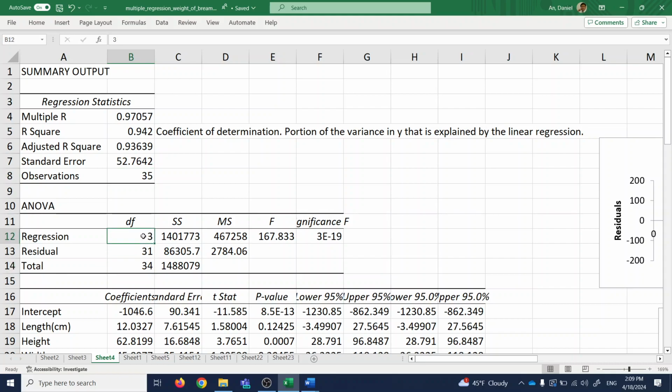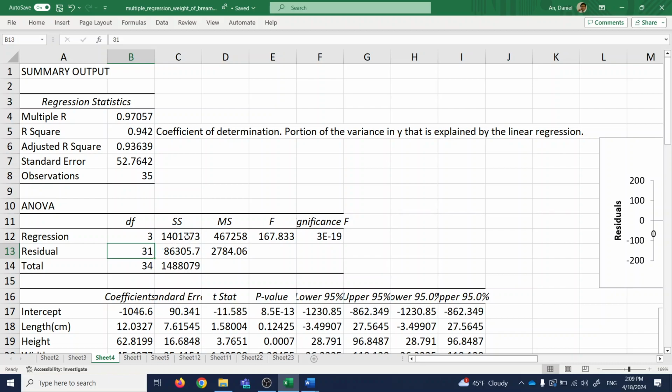Okay, and the regression degrees of freedom is the number of predictor variables, and residual is total, n minus 1, minus the number of predictor variables. So that's the residual. Okay?